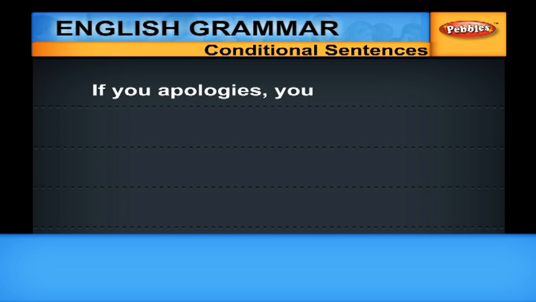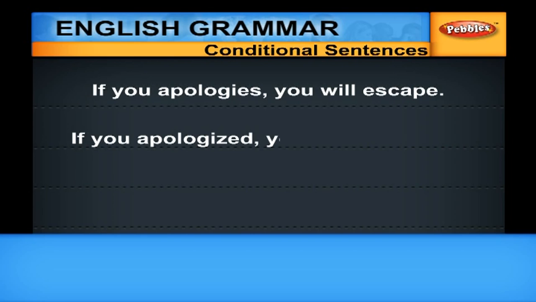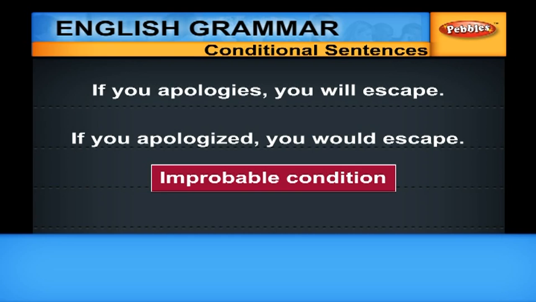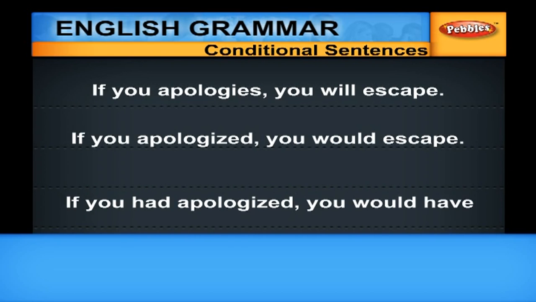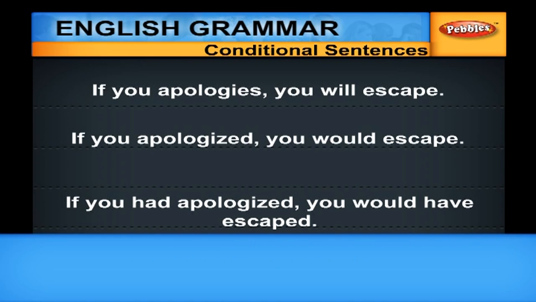If you apologize, you will escape. So here it is a probable condition. If you apologized, you would escape. Here it is an improbable condition. Here the speaker does not think that the person would apologize, so the chances of his escaping are less. If you had apologized, you would have escaped. This is impossible condition. Unfortunately, he had not apologized, and so he had not escaped.